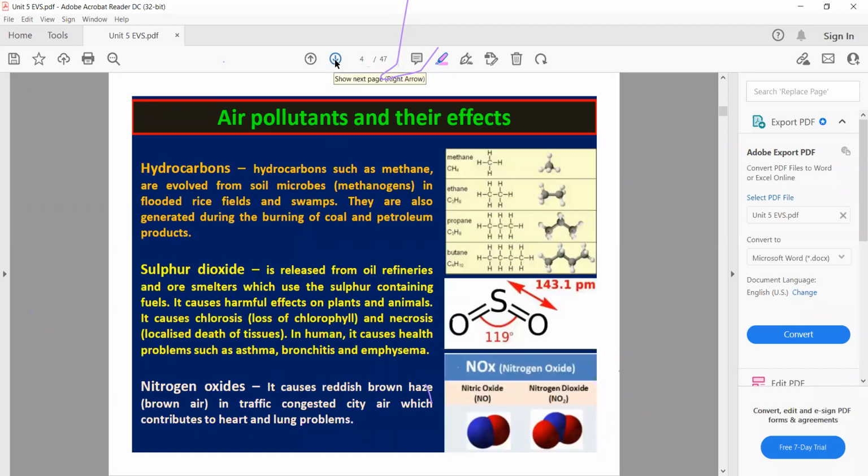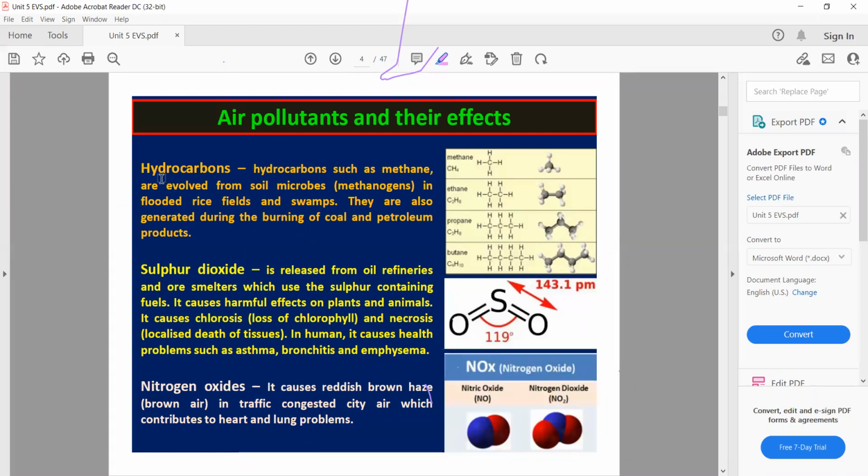Next, air pollutants and their effects. Let me tell you something. These chemical formulas you don't need to learn. Don't think that these structures are being shown to you so that you learn more. No, you don't need to learn this. Just know the names of these. These chemistry-based diagrams are not for you to learn. It's just for you to see.